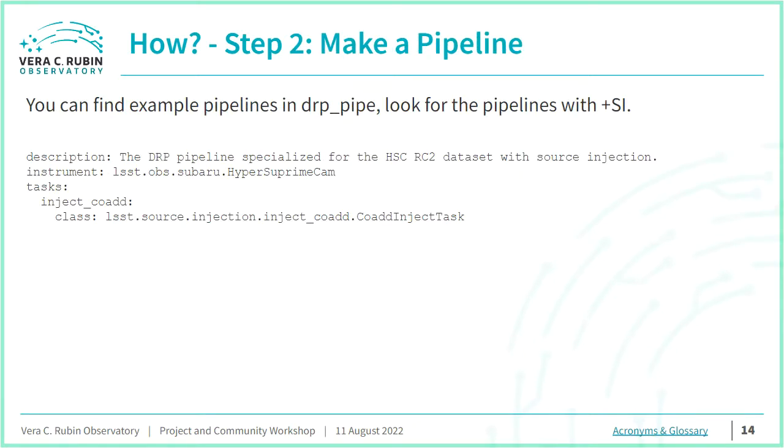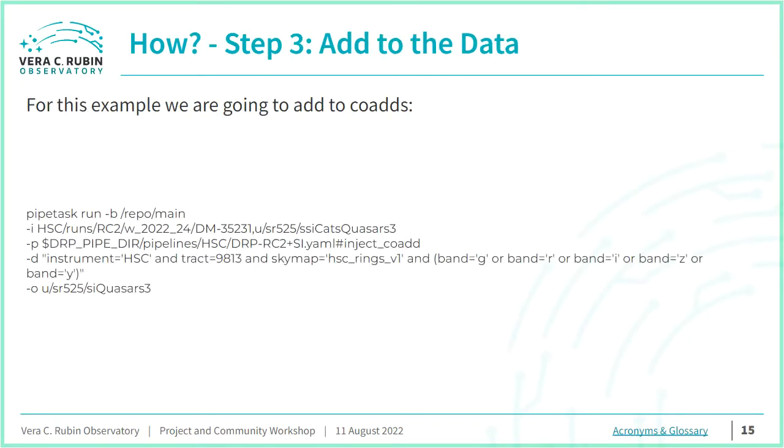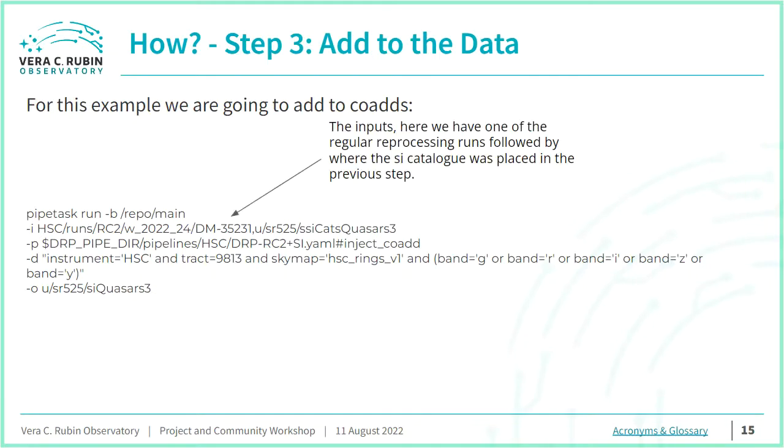So there are example pipelines, as Lee mentioned. This is what they look like. And this is what you then use to inject your sources into the coadd. Here, this is how you run it from the command line. So this is all in pipetask format. The first thing you need to do is specify the inputs after the -i. So here we have two inputs, which is the regular reprocessing run of RC2, because we're going to do a full tract's worth of data, followed by the collection that I just put my synthetic catalog into.